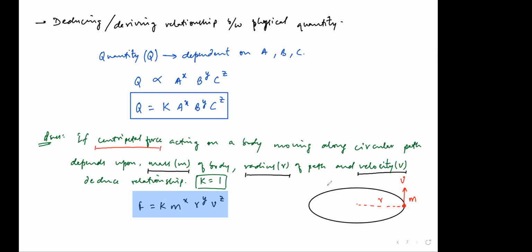Abhinav? Yes, sir. Okay. Now, according to the principle of homogeneity, if two physical quantities are related by an equals sign, it means the dimension on the left hand side and the dimension on the right hand side must be equal. So using this concept, we have to simplify this. Let me solve first. So we have F is equal to some K, m raised to the power x, r raised to the power y, and v raised to the power z.